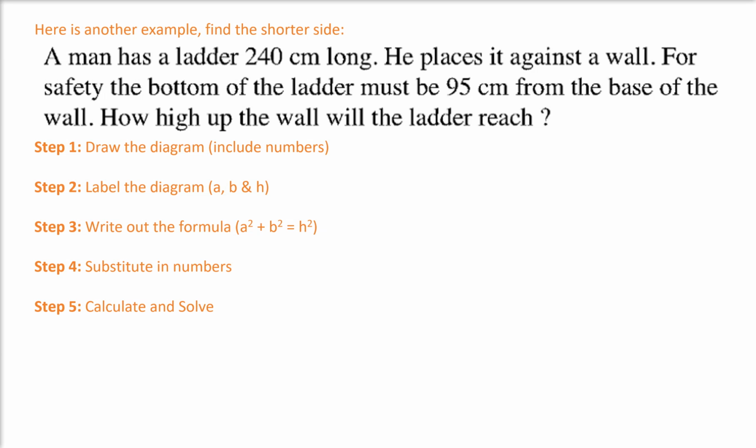So you draw the picture. A man has a ladder that's 240 centimeters long. You place it against the wall. Safety at the bottom needs to be 95. So that's 95. That's 240. How high up the wall?